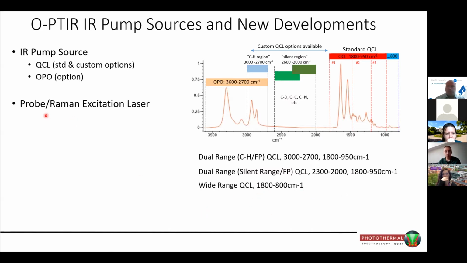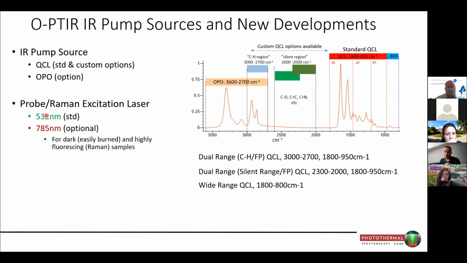When it comes to the probe, which of course doubles as your excitation laser, the 532 is the standard. We can offer a 785. And that's good for anything that's dark or easily burnt, things that are perhaps reddish or orange in color, that would absorb a lot of the green.